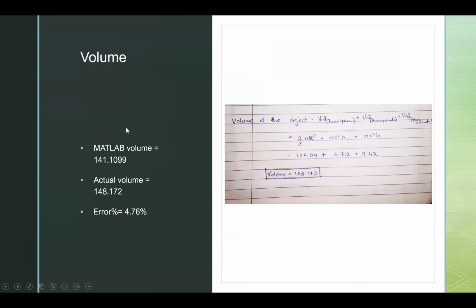Coming to the volume of the composite object, it comes out to be 148.172 by hand calculation using the formulas for all these shapes. And the MATLAB volume comes out to be 141.1009. So the error percentage is 4.76, which I guess is within the acceptable limits.